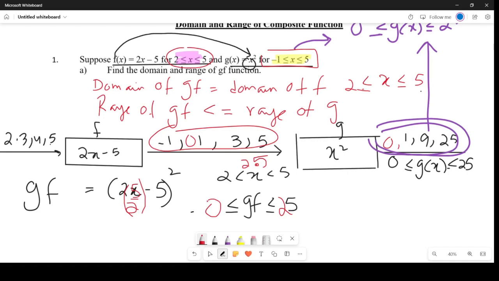Okay. So these are the two ways of finding the range of a composite function. Either you draw the block diagram, or you directly find the function gf and give it the input of f, because the domain of gf is the domain of f, and when you give it the input of f, it will give you an output, and that output is the range of gf. Okay, let's do another example.